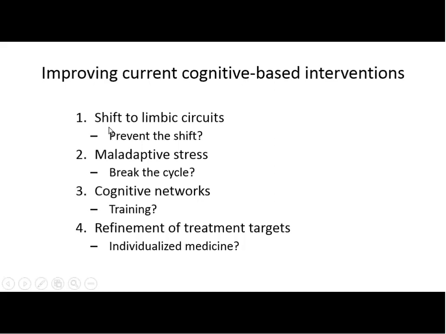We don't know exactly, but a lot of my work is focused on non-pharmacological intervention of chronic pain. And essentially what we're trying to do is one of these three things. Can we improve network function, maybe through cognitive training? Can we break the cycle that's associated with maladaptive stress? Can we prevent that shift to limbic circuits early on so they don't develop chronic pain?